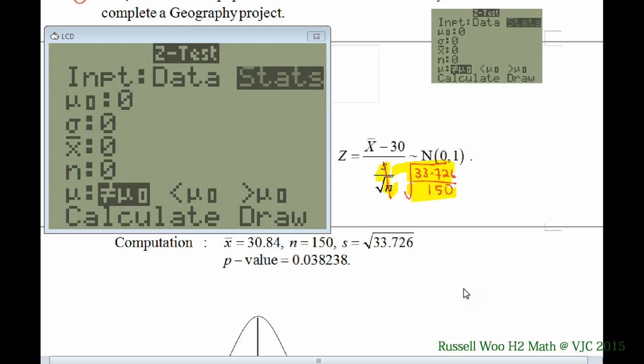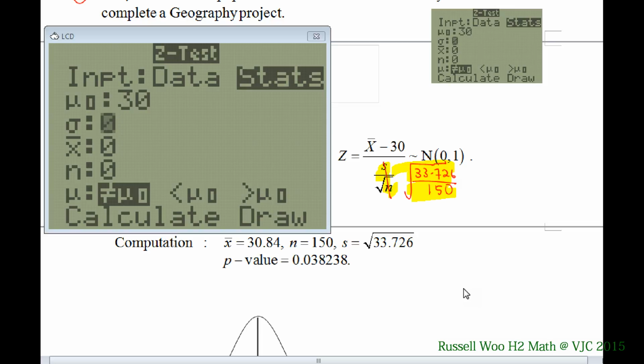Alright. Then we go to the next step. Okay, let's be very clear what we want to put in. Have attention, please. Thank you. Now, mu naught is the value that you want to check whether the mean is indeed 30 or not 30 or greater than 30. So this is the one that we want to put in.